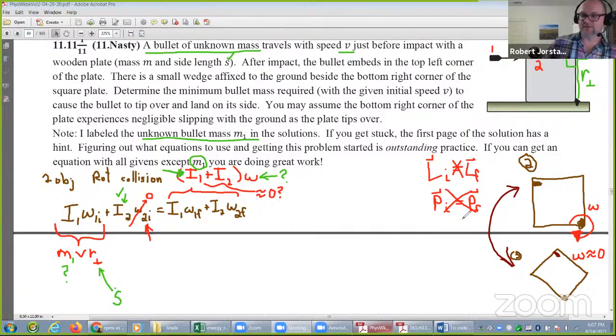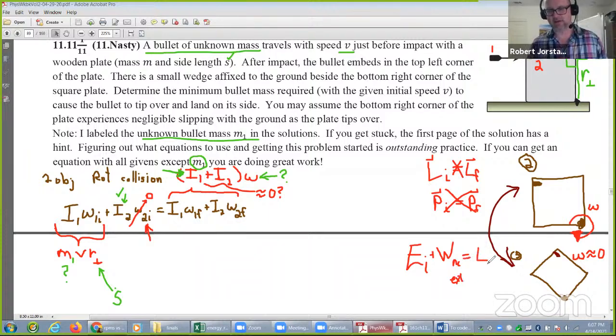Technically, it is conserved if we could include the entire universe. However, again, the pivot point exerts a force on the plate. That's an external force that causes linear momentum to change. So take a guess what we should do to compare 2 to 3. Energy problem? Very good. All right. That is how we could handle this.